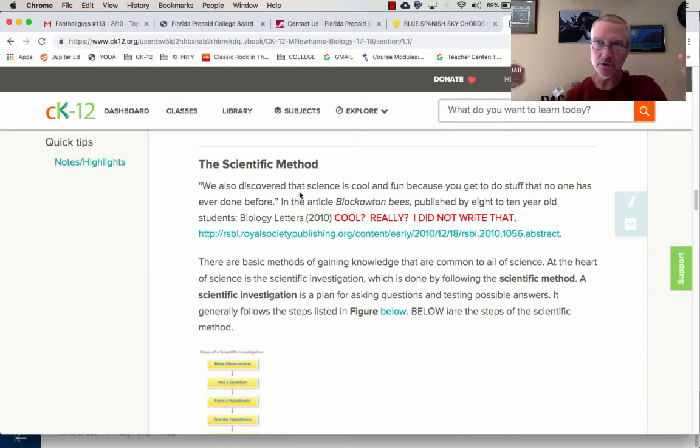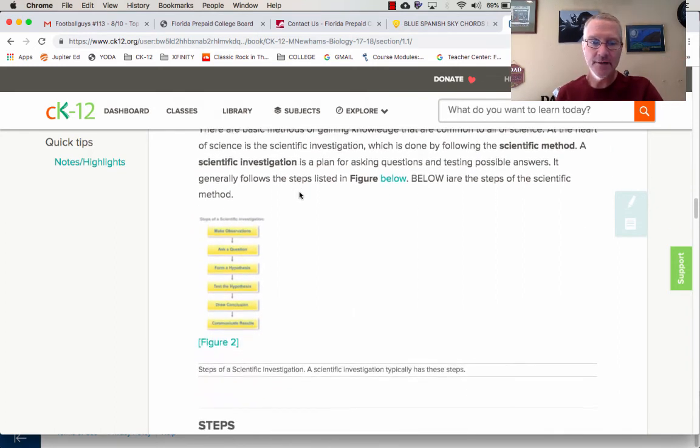You can't just go around going, I'm a scientist. I think that thing that fell out of the sky is an angel. You can't do that. You have to say, let me assess, let me observe, let me ask a question about that observation, let me try to say what I think it is in a formal way. Hypothesis. Now let me test my hypothesis. And that's what this is saying.